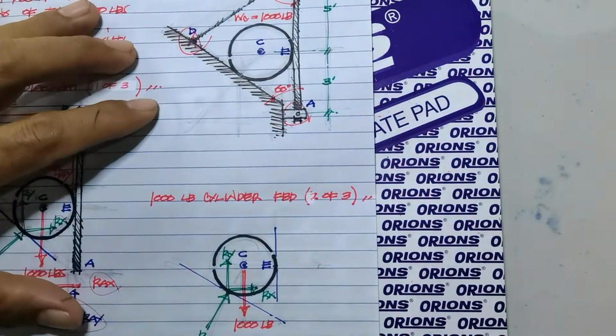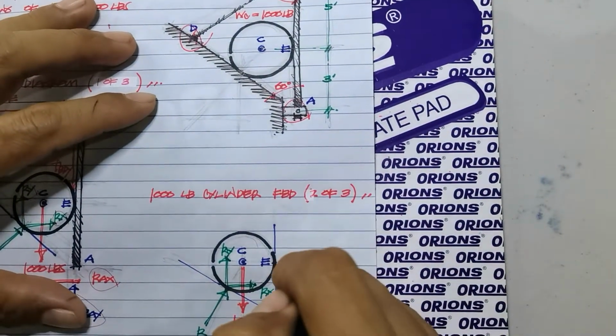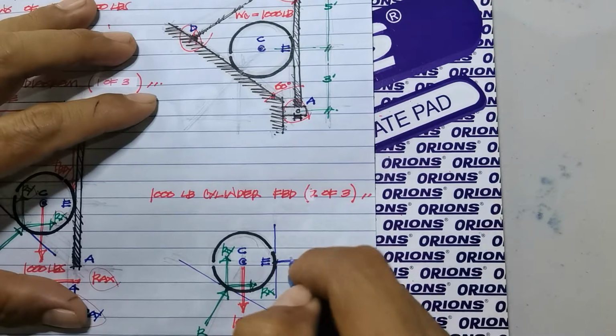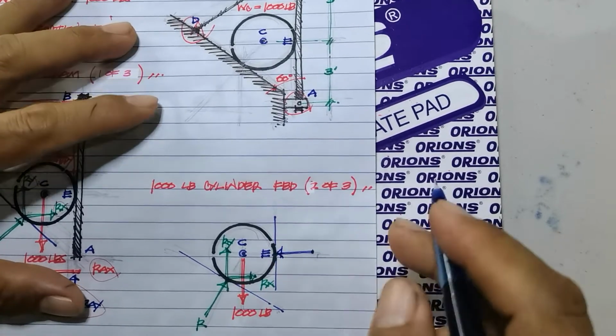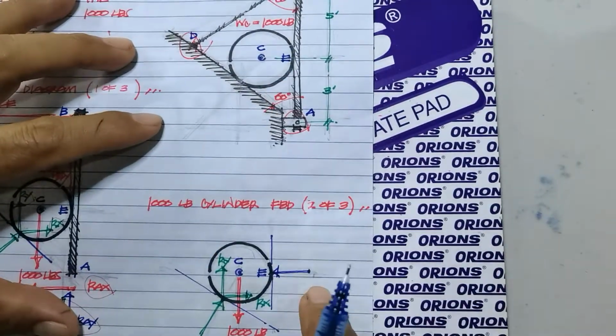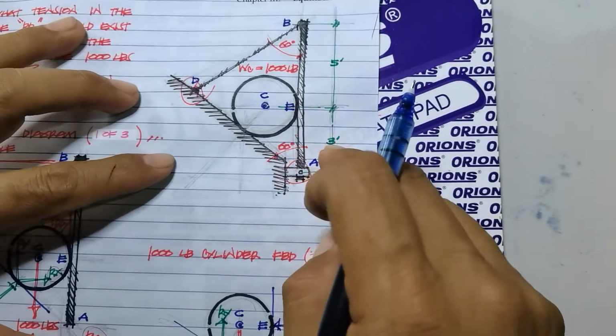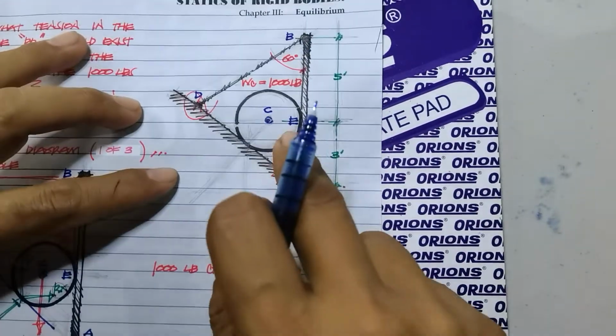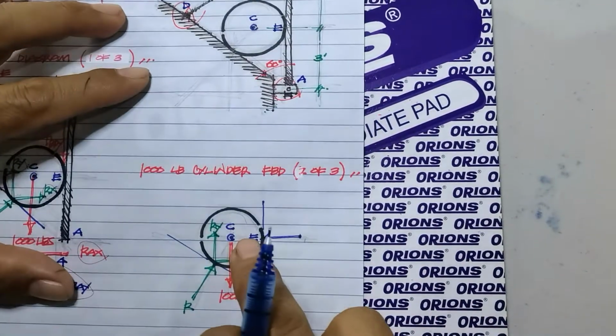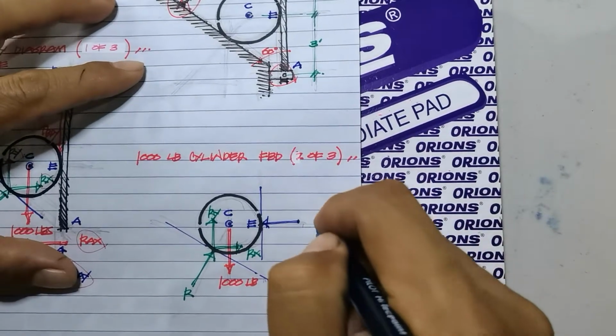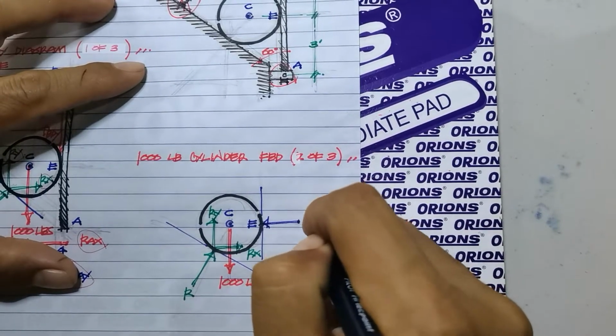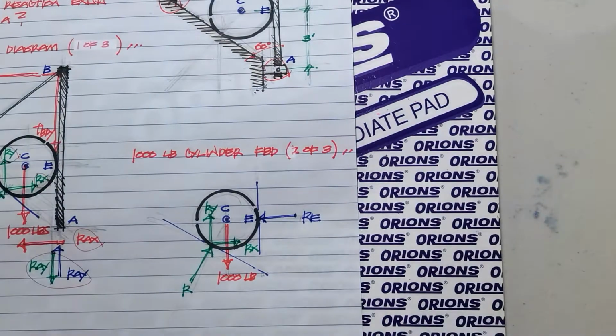So, based on what I told you, this is now the reaction provided by the surface of the vertical bar AB. Since our location here is E, I'll label it as RE. Okay, it's RE.